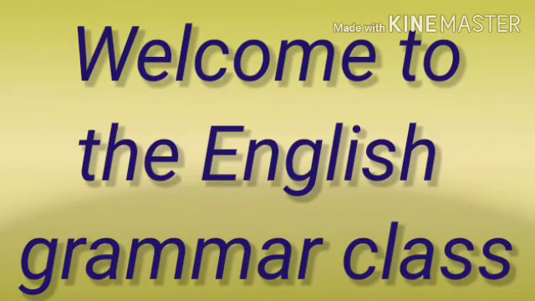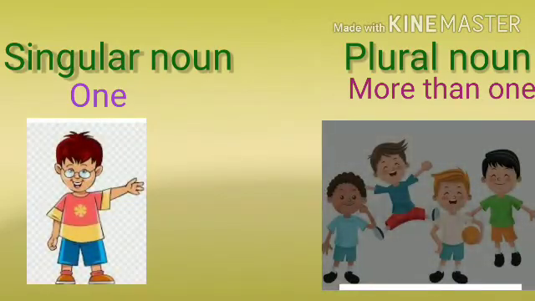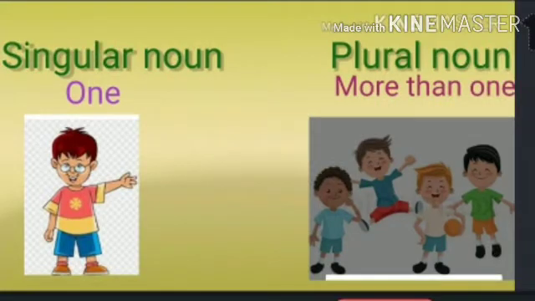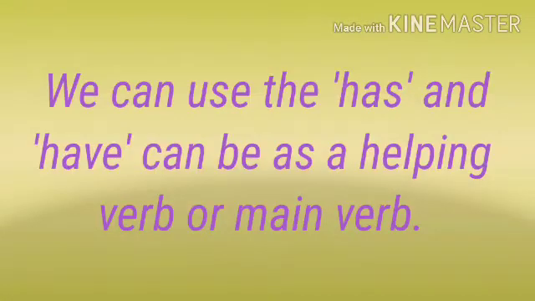Students, in the previous class we already learned about singular and plural nouns. Singular nouns represent one, and plural nouns represent more than one. Okay, in today's class we will learn about the uses of has and have. Children, has and have can be used as a helping verb or a main verb.